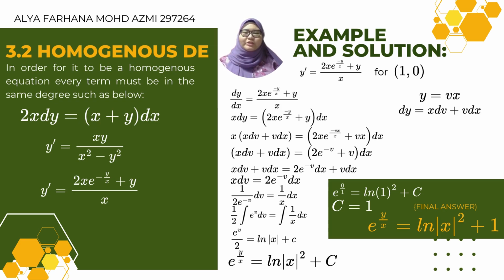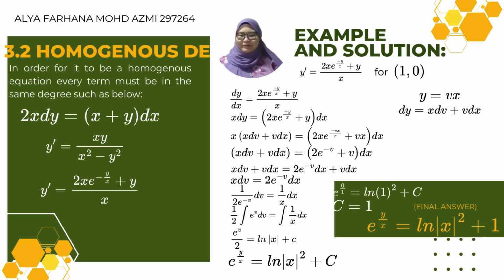Once you have reached the general solution, e to the power of y over x equals ln x squared plus a constant, we may now input the point (1, 0) in order to get the final answer, which is e to the power of y over x equals ln x squared plus 1.